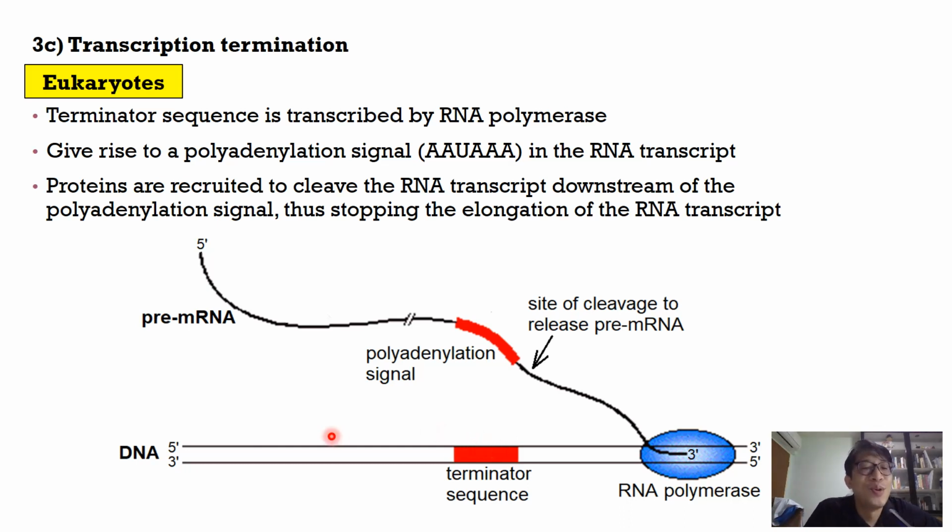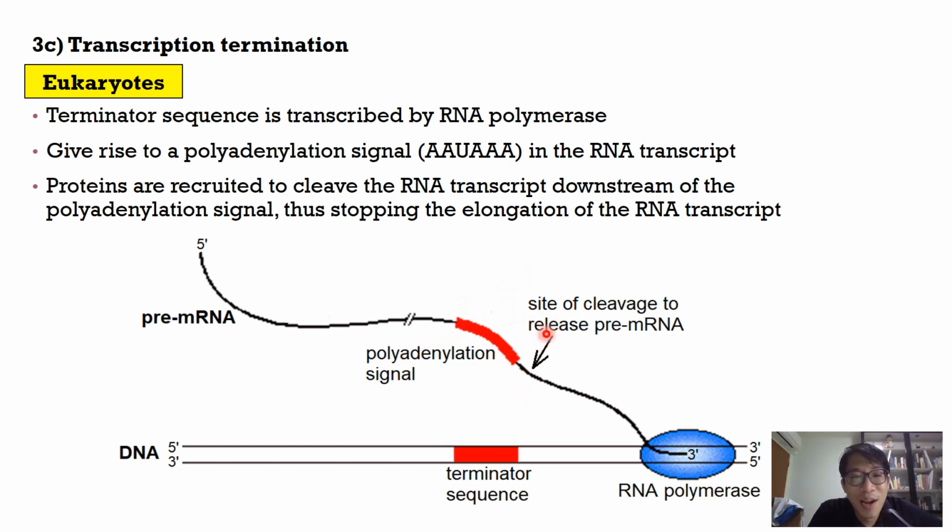strand. The RNA polymerase transcribes the terminator sequence. So in the mRNA, there will be this AAUAAA sequence corresponding to where the terminator sequence is. This AAUAAA sequence is known as a polyadenylation signal. Some other proteins would recognize the presence of this AAUAAA sequence in the mRNA, and they will come to cut the mRNA.